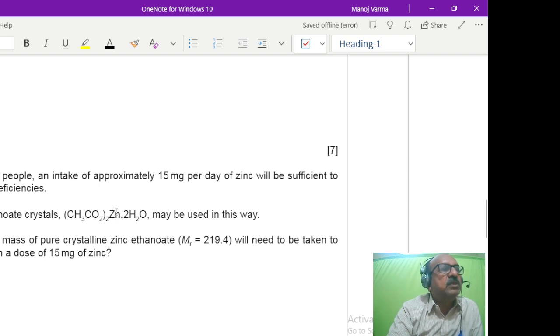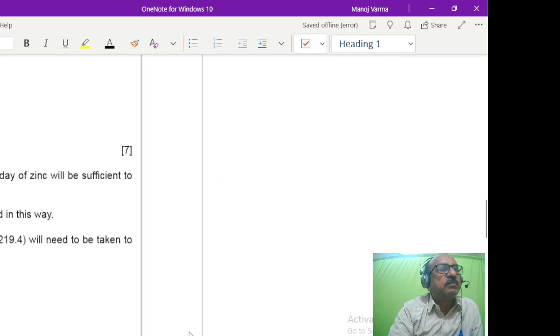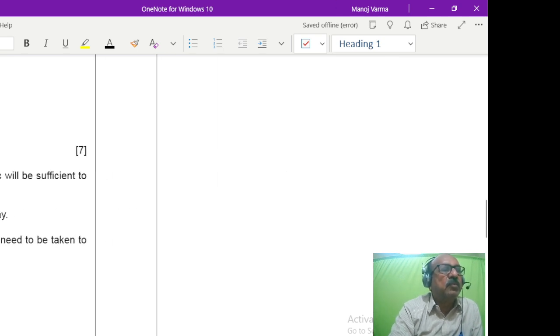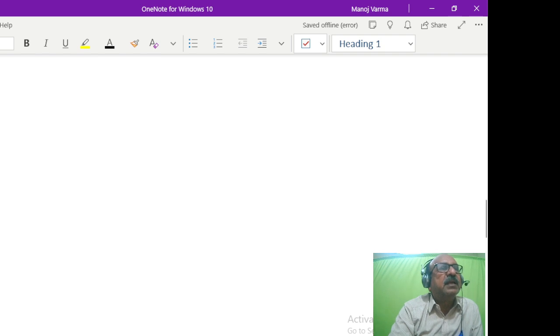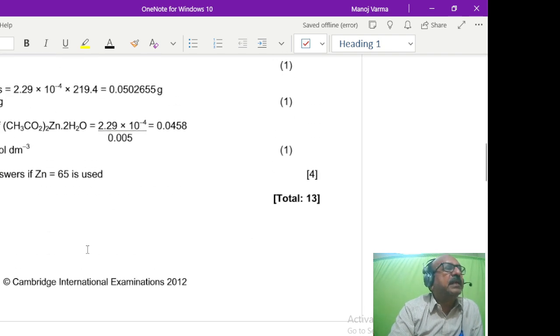So how many moles of this do you require, right? See here, the ratio is 1, so you just multiply this by the molar mass, and you will get the mass of the crystals, which is this. Now this is in grams. If you want it in milligrams, then round it off to 0.05 and multiply it by 1000 to convert grams to milligrams, so you get 50 milligrams.